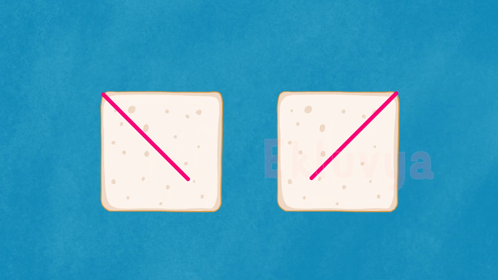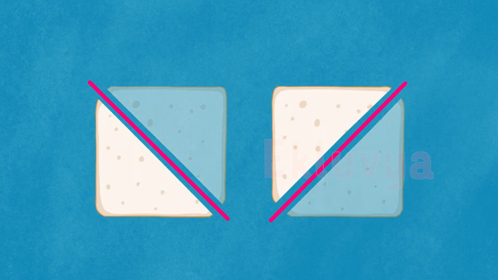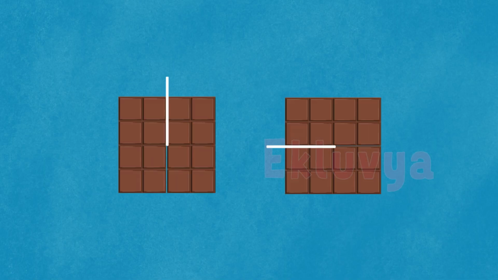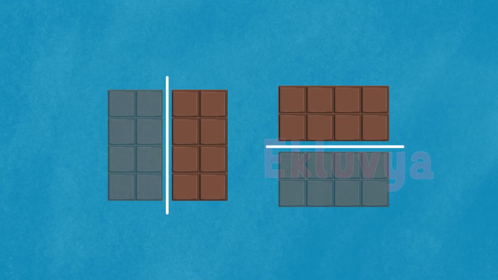A shape has line symmetry if it can be divided into two identical halves. For example, if you take a square, it can be divided into two equal halves in several ways. If you cut along the diagonal line like a sandwich, we get two identical triangles, which are mirror images of each other. You can also cut along the sides like a chocolate, and we get two identical rectangles.